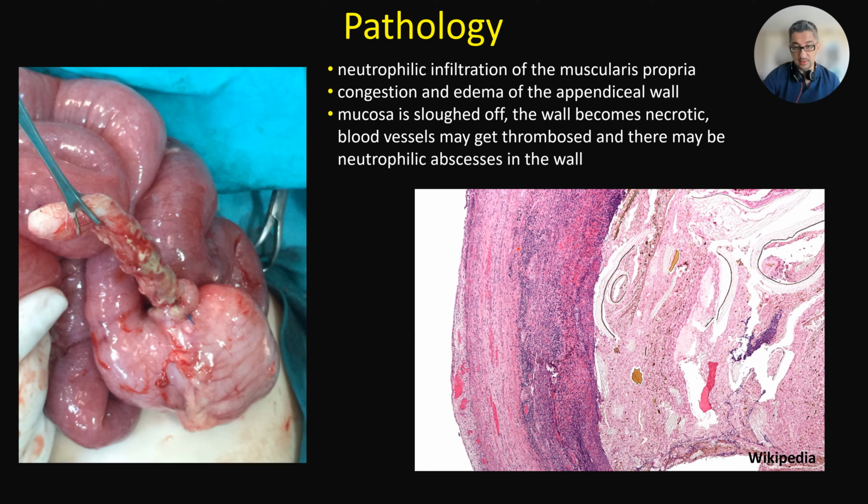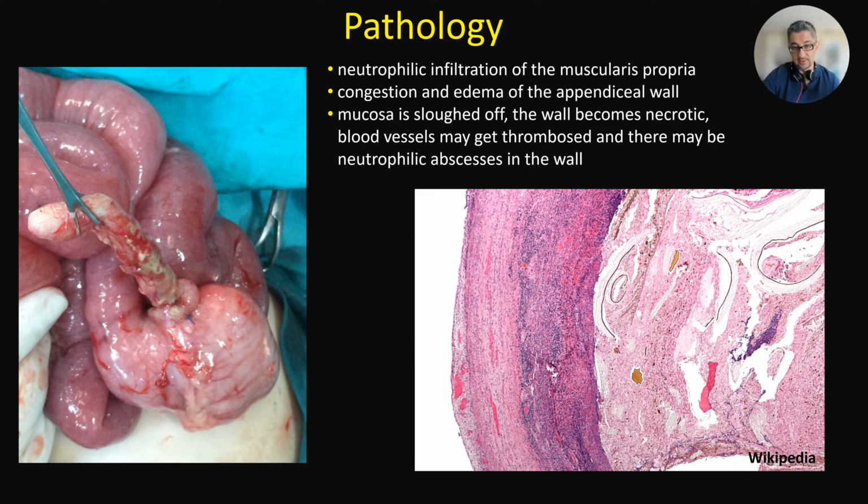The diagnostic criterion is to see the neutrophils in the muscularis propria. If you see neutrophils in the mucosa, you cannot confirm the diagnosis. You need to see the infiltration in the muscularis propria. This is the key for the diagnosis. This is what the pathologists always look for.